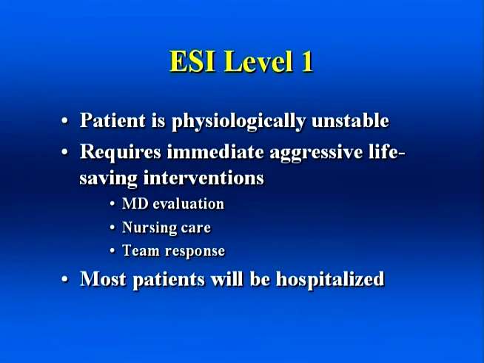Any patient assigned to ESI level 1 is physiologically unstable and requires immediate life-saving interventions. These patients need immediate care by both an emergency physician and one or more nurses. In some emergency departments, this may be a formal team response, like the code team or trauma team. The hospitalization rate for ESI level 1 patients is very high. Most will be admitted to intensive care units. A few will die in the emergency department, and a few will be discharged or may leave against medical advice following treatment.